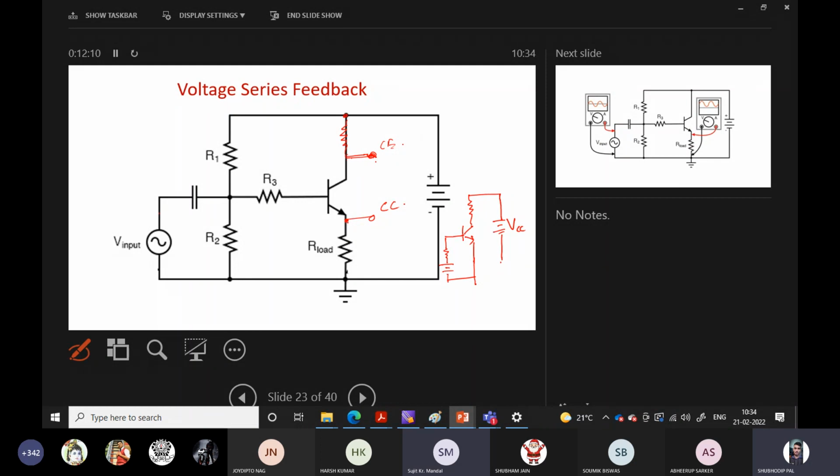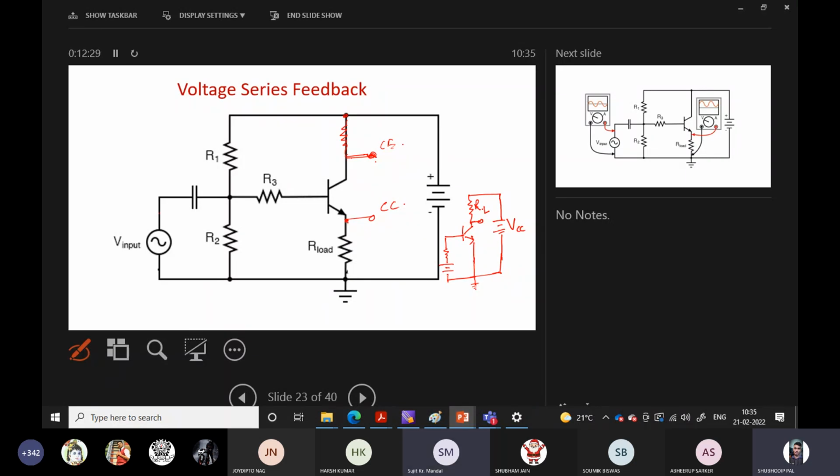Right? Now it is grounded. Is it clear? Try to understand the difference here. This is the load resistance here. We are taking the output from the collector and the voltage is measured from here. In this configuration, the emitter is grounded.